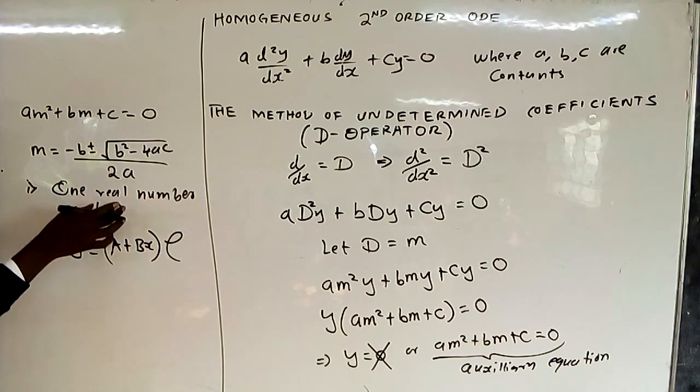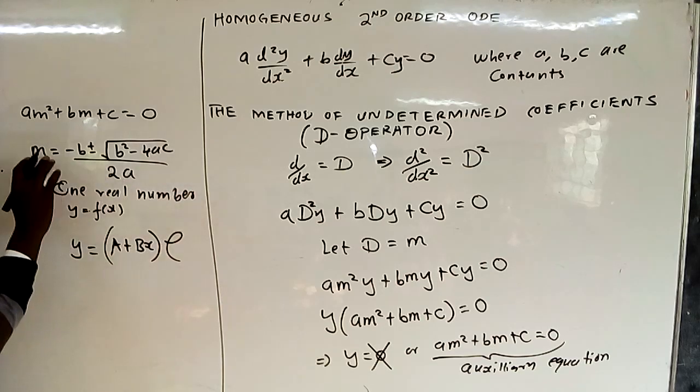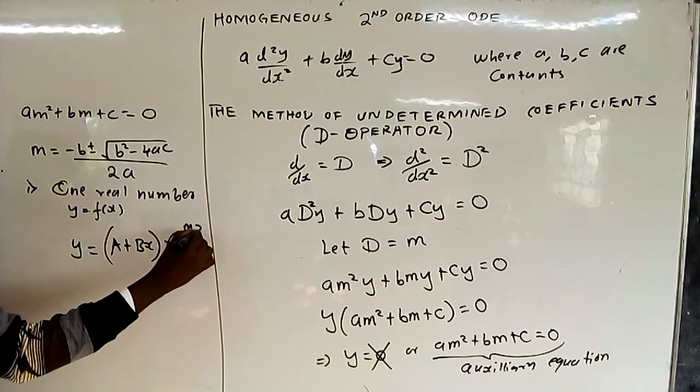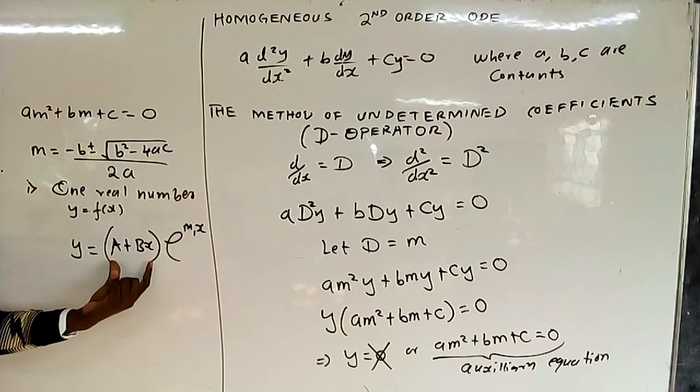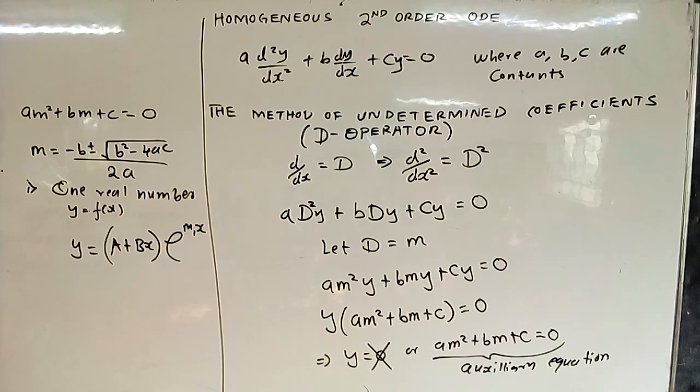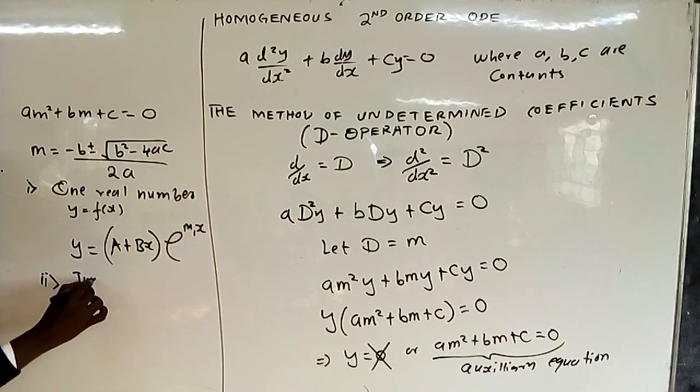So if the solution, this one real number, is just m1, then it is going to be exponential m1 x. Exponential m1 x. So if the solution of m is only one real number, then this is the general solution of the second order homogeneous ODE. Are we together there?